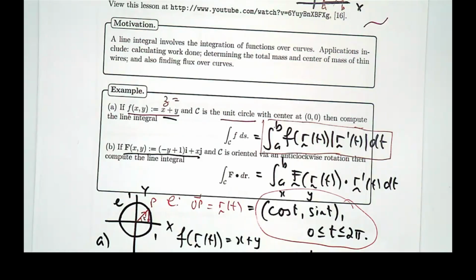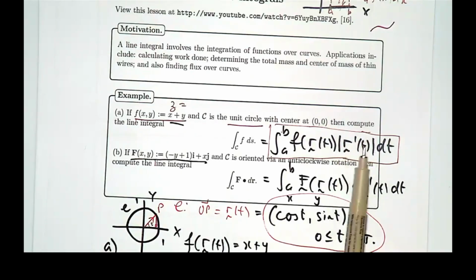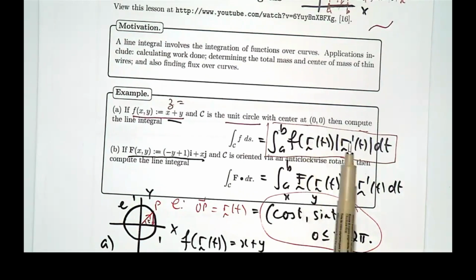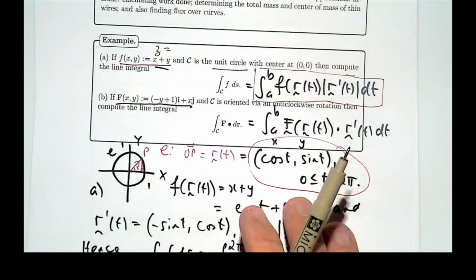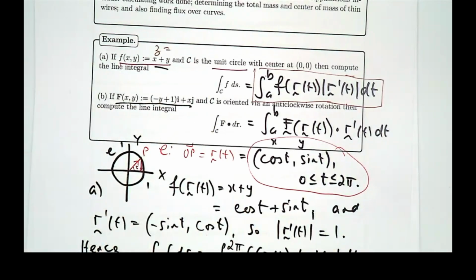And you multiply that with the length of the tangent vector. So you've got that bit, that's f along your parameterization or along your curve, multiplied by the length of the tangent vector, and you integrate in the normal way. Just high school, regular Riemann integral. Great. The second integral we looked at was what's called, I guess, a vector line integral, or it uses a vector field.